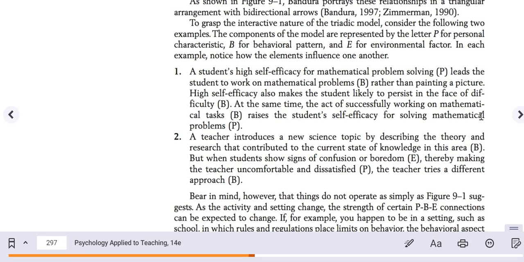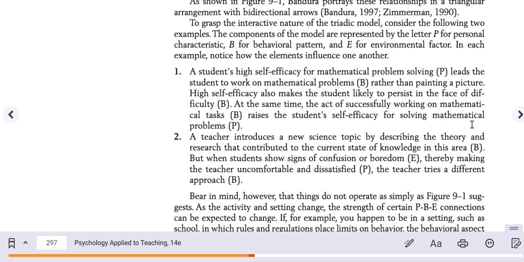To grasp the interactive nature of the triadic model, consider the following two examples. The components of the model are represented by the letter P for personal characteristic, B for behavioral pattern, and E for environmental factor. In each example, notice how the elements influence one another. A student's high self-efficacy for mathematical problem solving, P, leads to the student working on mathematical problems, B, rather than painting a picture.